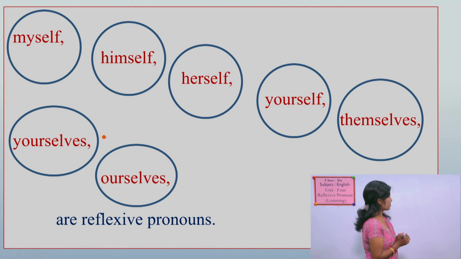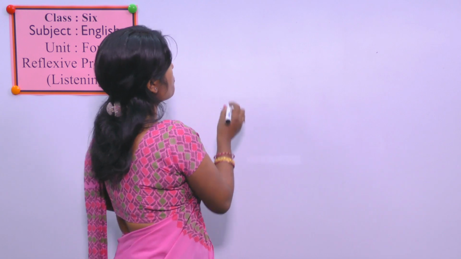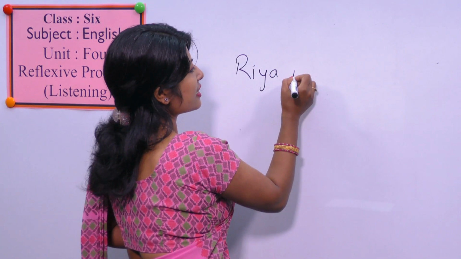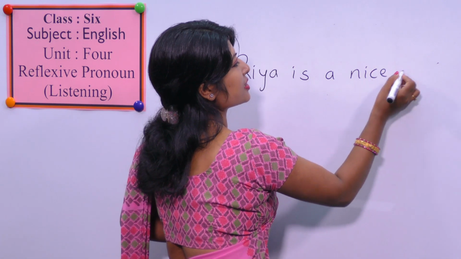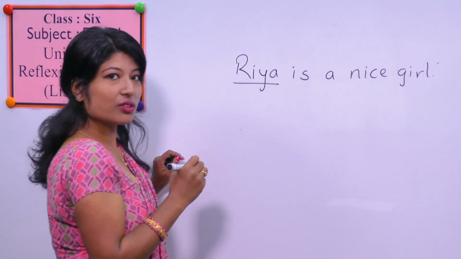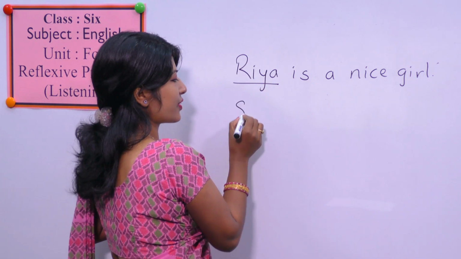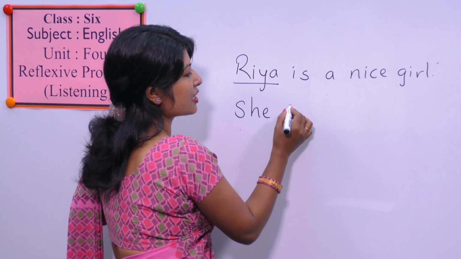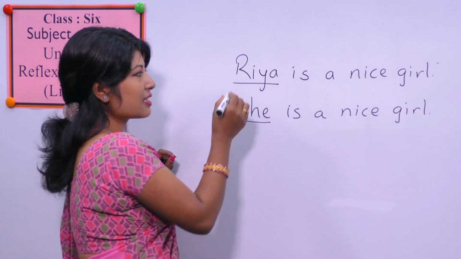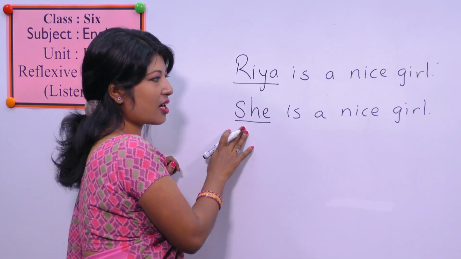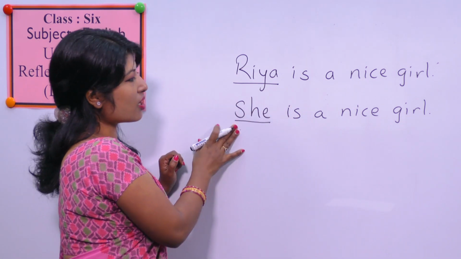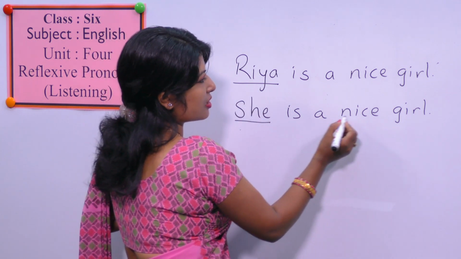Look at the board once. Here on the board I'll write a sentence. Let's suppose, Ria is a nice girl. So Ria is a noun, right? When we replace Ria with she, she is a nice girl. What do we call it? Ria is a noun, she is a pronoun. Ria is replaced by she. She is a pronoun.